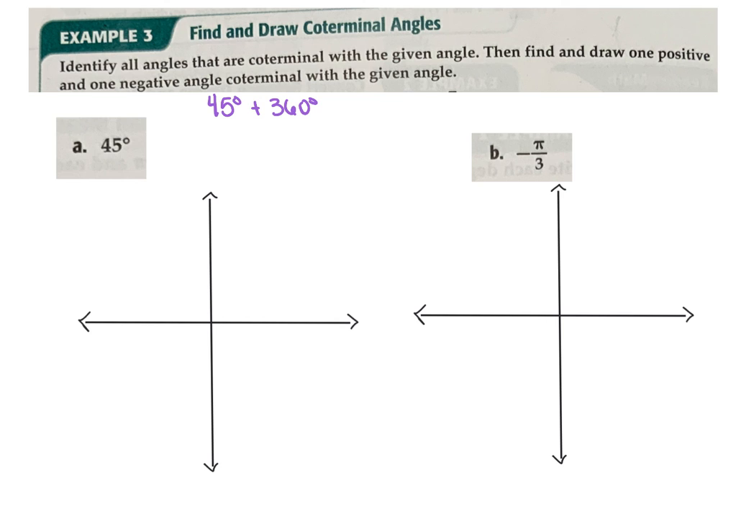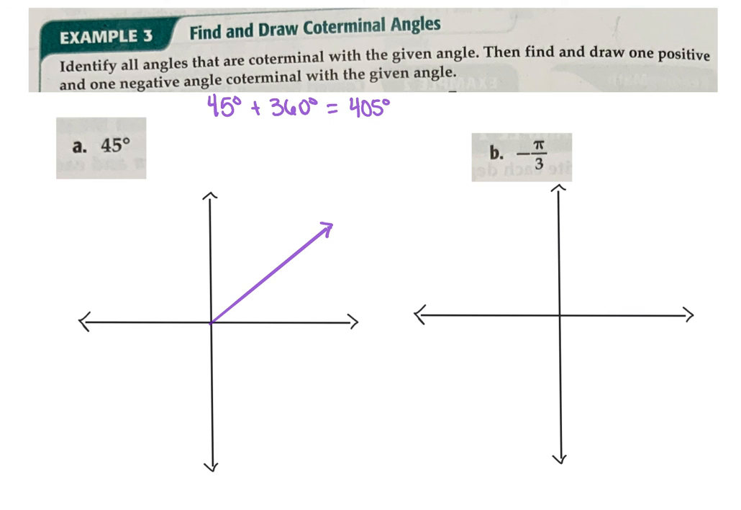So if 45 degrees is right here, hopefully this is 45 degrees, close enough. Adding 360, then I'm going to get 405 degrees. That's a positive angle measure that has the same exact angle measure as 45 degrees.